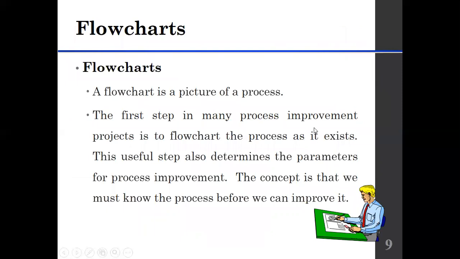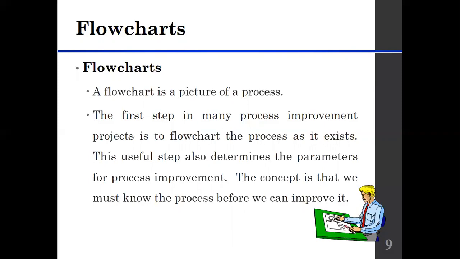Let's talk about the flowchart first. As I said, flowcharts are also called the process maps. A flowchart is a picture of a process. The first step in many process improvement projects is to create a map of the process as it exists. This useful step also determines the parameters for process improvement. The concept is that we must know the process before we can improve it.